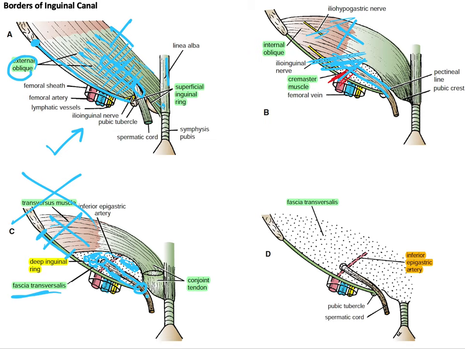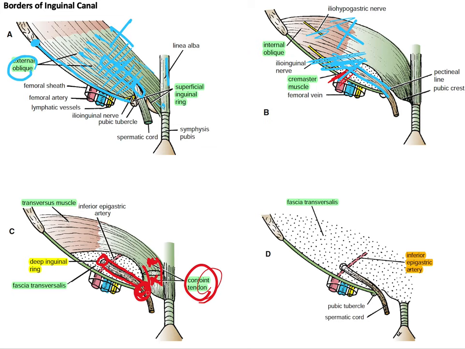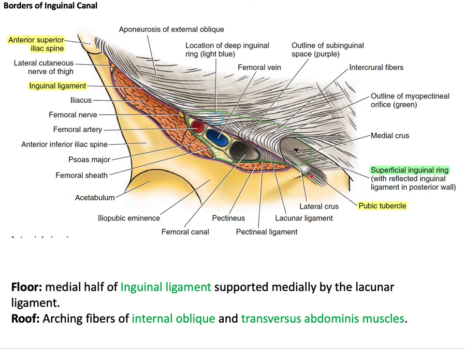Furthermore, guys, medially here, this is the superficial inguinal ring, and deep inguinal ring, and this is the canal. It's supported posteriorly by the conjoint tendon, that's formed by the tendon of internal oblique and tendon of transversus abdominis. They unite, as I mentioned before, a couple of slides ago to form the conjoint tendon. So they support the superficial inguinal ring from the back.